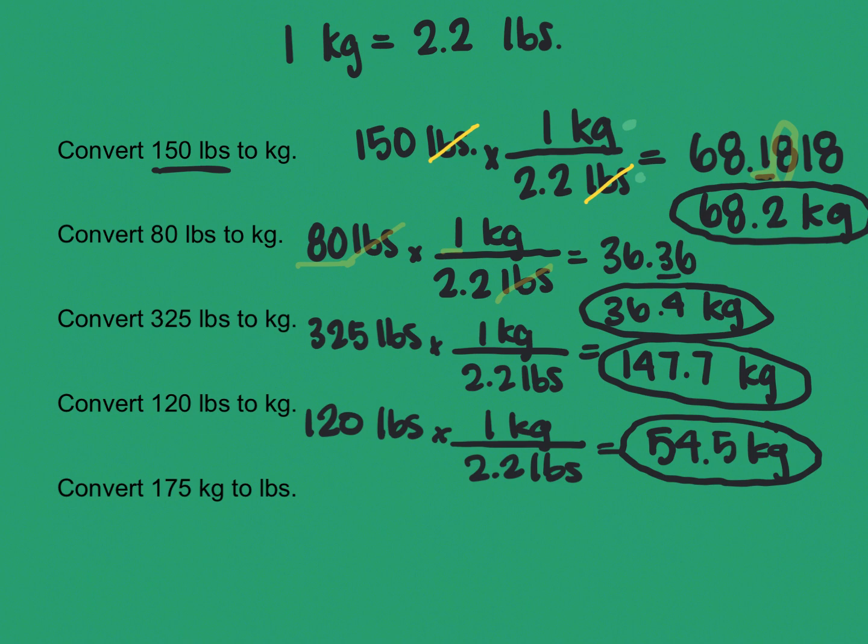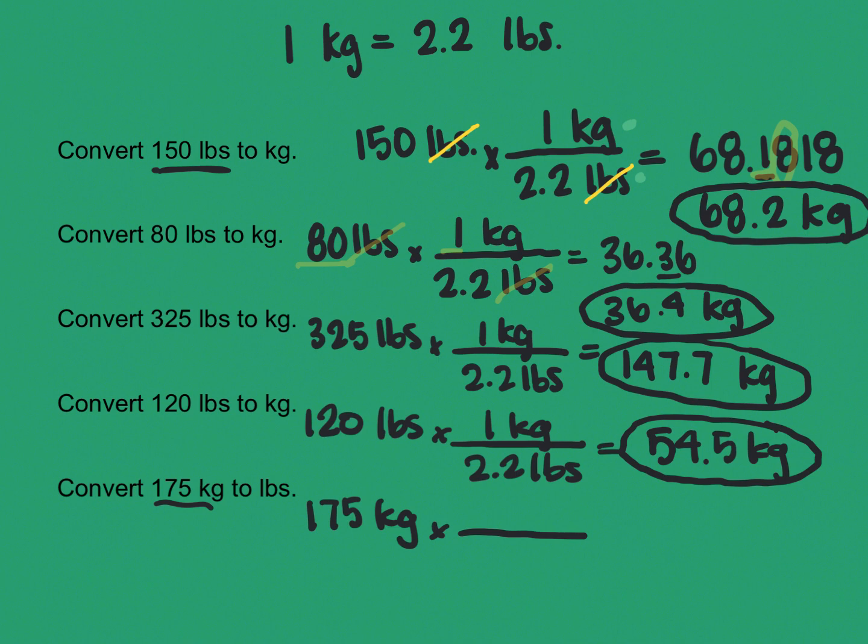All right, now we're going to move on to our final question, only this one is moving backwards, or the opposite direction that we've been doing. So let's start with what we're given here. We're given a 170 kilogram patient. And we want to go to pounds.